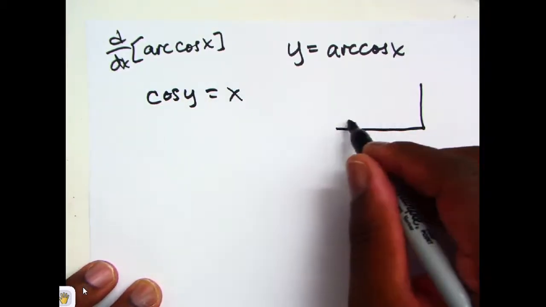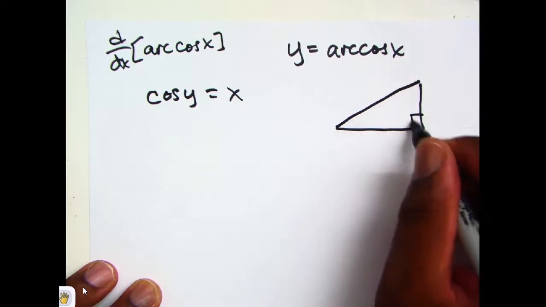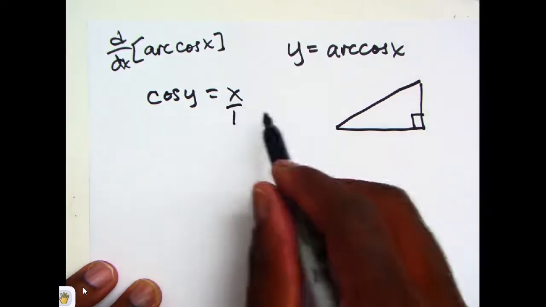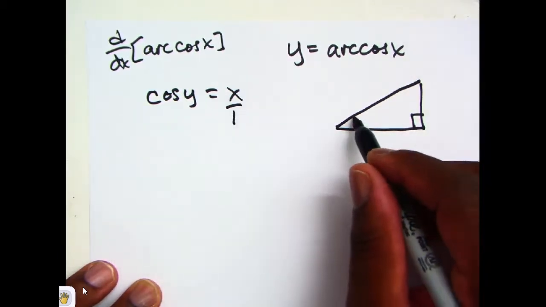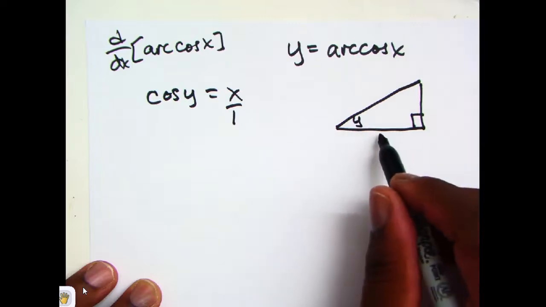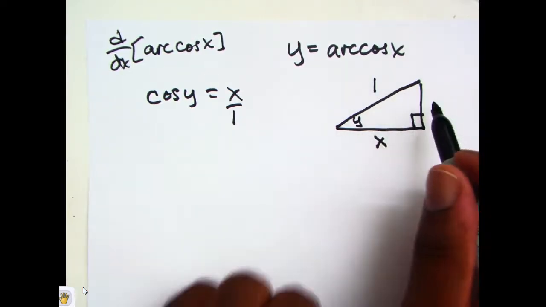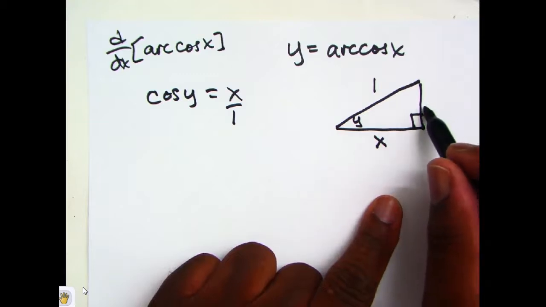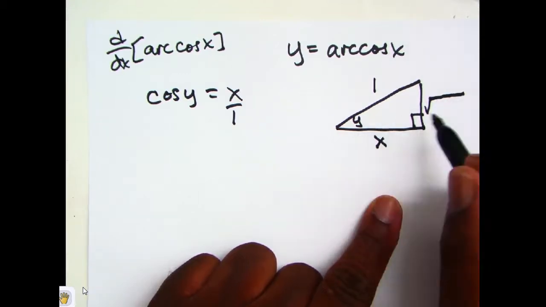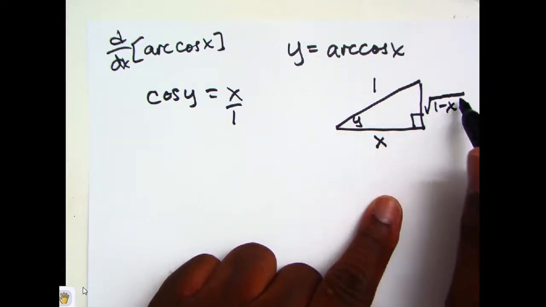So our triangle this time, because cosine is adjacent over hypotenuse, then if this is our angle y, our adjacent side is x, our hypotenuse is 1. And using the Pythagorean theorem again, you're going to get your opposite side to y being the square root of 1 minus x squared.